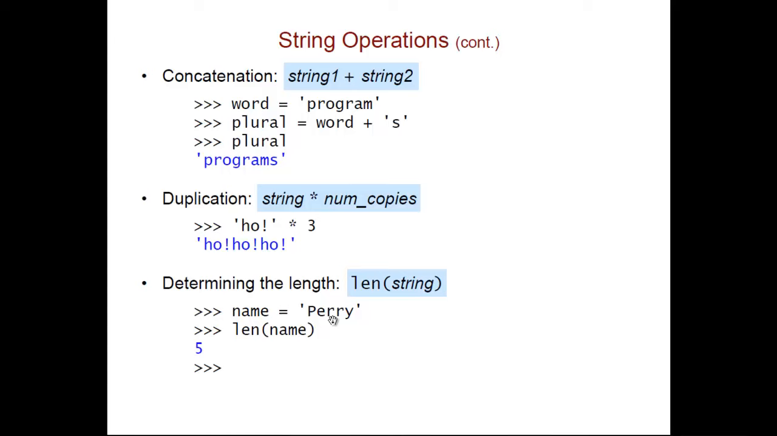It has 5 characters. Now it's possible to have an empty string, which is a string with no characters at all. And that means there's nothing in between the quotes. So there's not even a space in there. And the length of an empty string is 0.